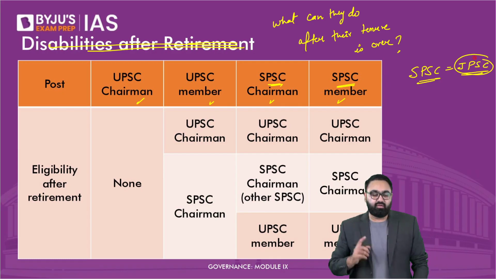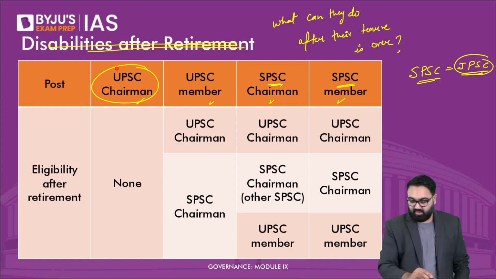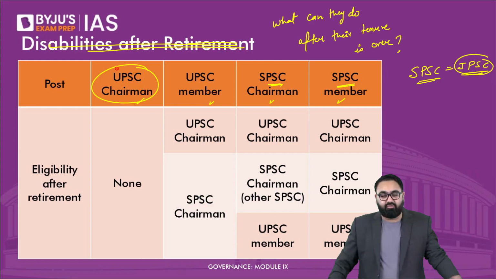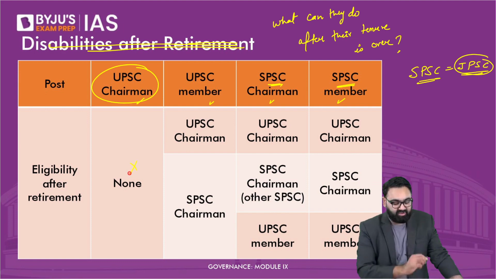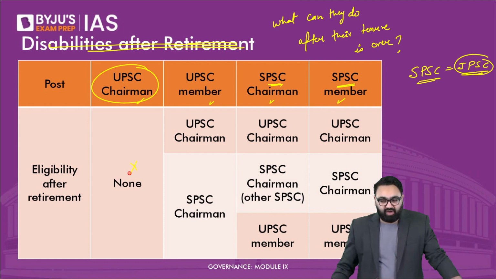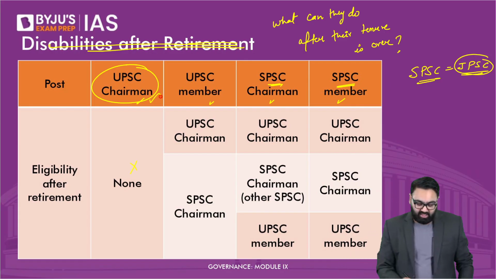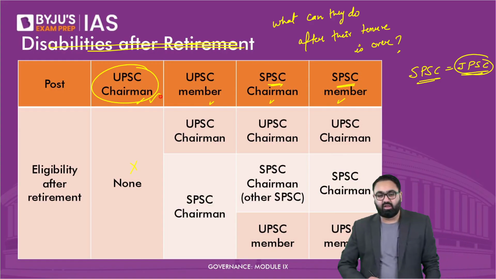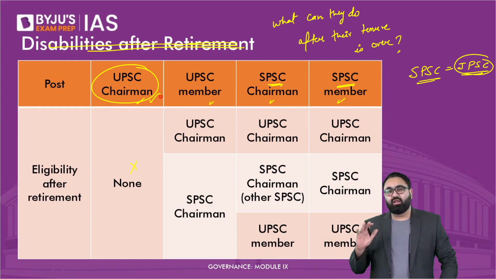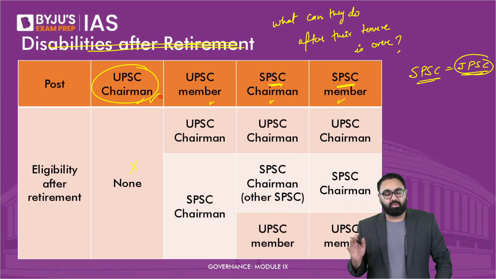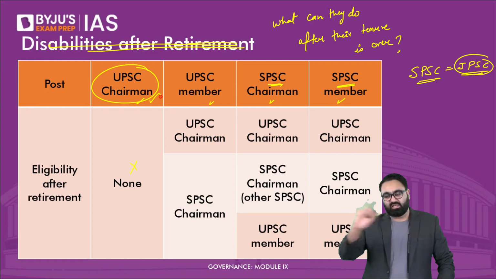Let's see. First, UPSC chairperson. If the tenure of the UPSC chairperson is over, 6 years are done, but they are not 65 years of age yet, what can they do? Nothing. No government job is available to them. So once the UPSC chairperson completes a tenure, they are not eligible to have any other government job after that, not even the same post for one more tenure. You can be a UPSC chairperson only for one tenure, 6 years, then you are done.